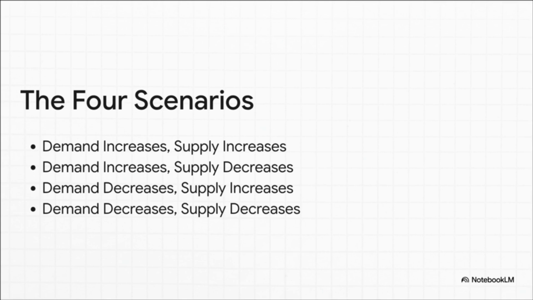The good news? There are only 4 ways this can even happen. I mean, think about it. Demand can go up, and supply can go up. Demand up, supply down, demand down, supply up. Or they can both go down. That's it. So to really get a feel for this, we're going to take one of these and just tear it apart piece by piece.